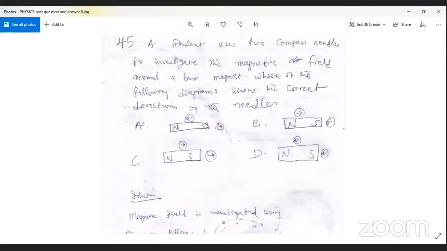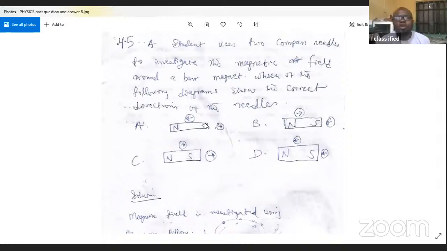I can see 45. A student uses 2 compass needles to investigate the magnetic field around a bar magnet. Which of the following diagrams show the correct direction of the needle? So what you're going to be looking for is locate where the north is and make sure the arrow is facing from the north to the south, because that's how the magnetic field moves, from north. You see this north moving to south. It cannot be from south moving out and into north. So make sure that's what you should be looking for.